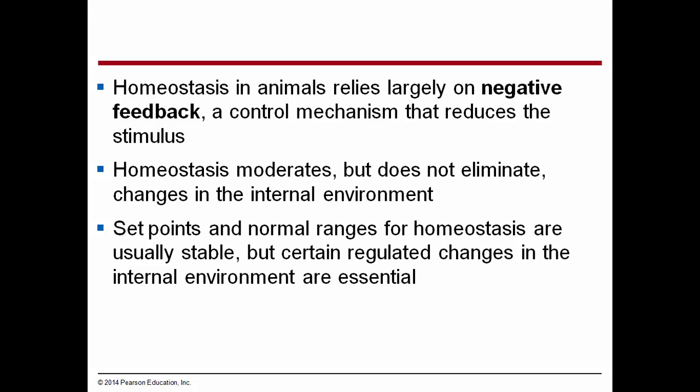Homeostasis in animals relies largely on negative feedback, a control mechanism that reduces the stimulus. Homeostasis moderates but does not eliminate changes in the internal environment. Set points and normal ranges for homeostasis are usually stable, but certain regulated changes in the internal environment are essential.